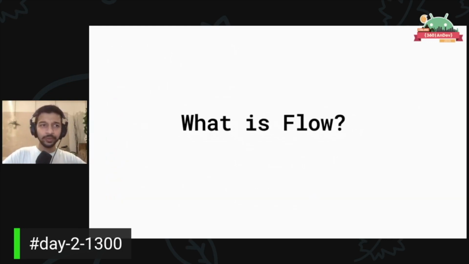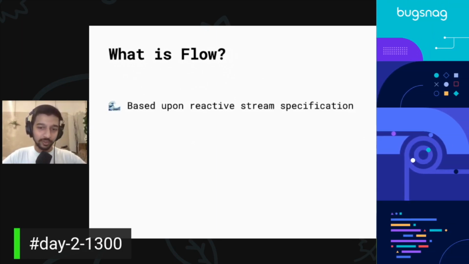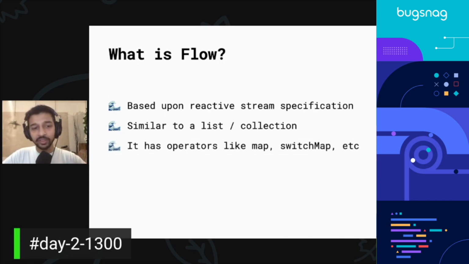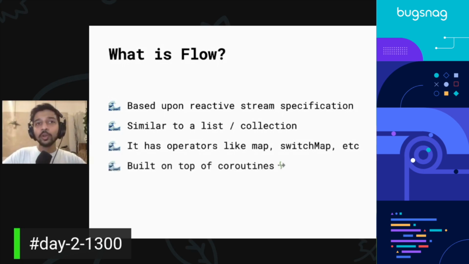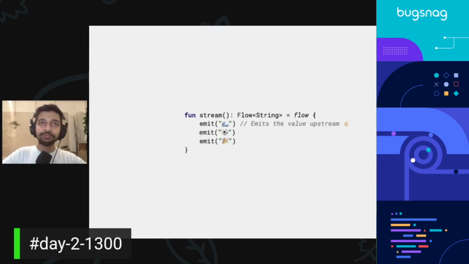So, what is flow? Flow is based upon the reactive stream specification, similar to RxJava 2 and some of the popular libraries out there. You can think of a flow as very similar to a list or a collection. Since it's very similar to a list or collection, it also has operators like map, switch map, etc. It is built on top of coroutines. We will see that later, and it's cold in nature. So let's look at some of the basics of flow.